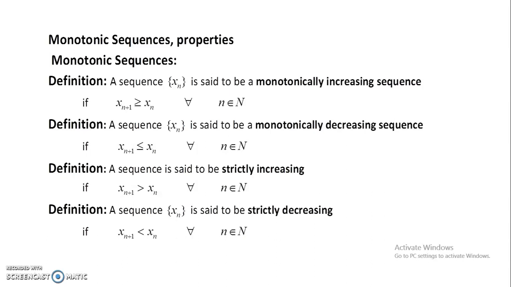Next, a sequence is said to be strictly increasing only if xn+1 is greater than xn for all n a member of the natural numbers N. Similarly, a sequence xn is said to be strictly decreasing if xn+1 is less than xn for every n a member of N. Then only can we say that the sequence is strictly decreasing.